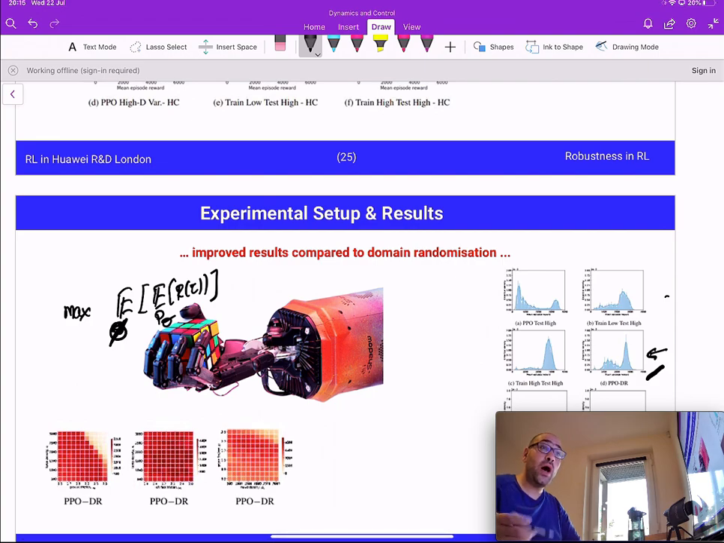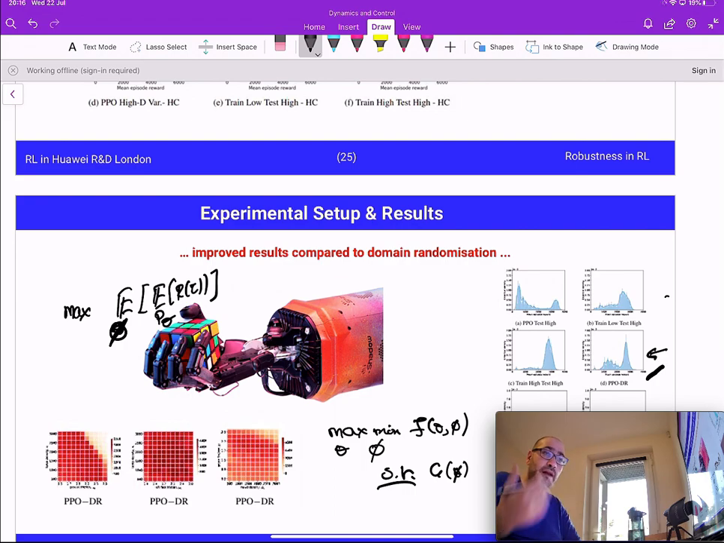Now, why? I don't know exactly why, but I can tell you that from my point of view, solving a max-min problem like that, of some function of theta and phi with some constraint on phi, is much better behaved than just doing a multitask version of it. Really, domain randomization is just a fancy word for multitask learning. Again, people redefining terms, as is beautiful nowadays. You just do this expectation and another expectation, and then you have a reward.